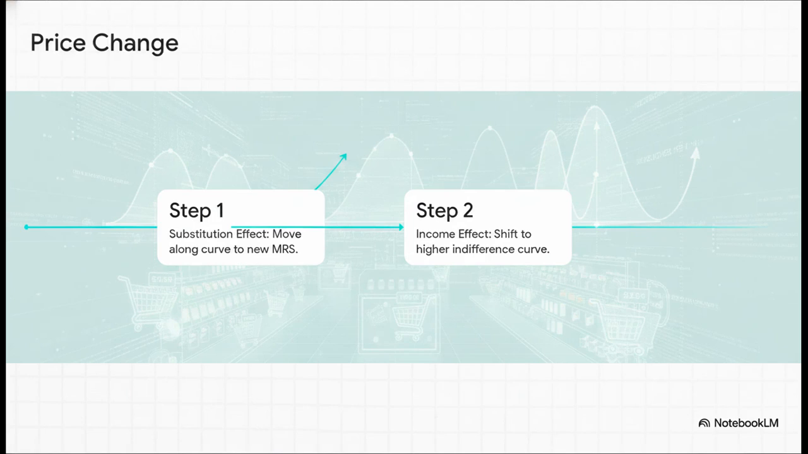Let's move to this next concept and see how this builds in a really clear two-step sequence. To prevent cognitive overload, the system processes this by first sliding along the initial curve. That's the substitution effect reacting to the new exchange rate. Then, step 2, it jumps the entire curve upward. That's the income effect reacting to the new purchasing power. Together, these two steps determine exactly what your new shopping cart is going to look like at the grocery store.